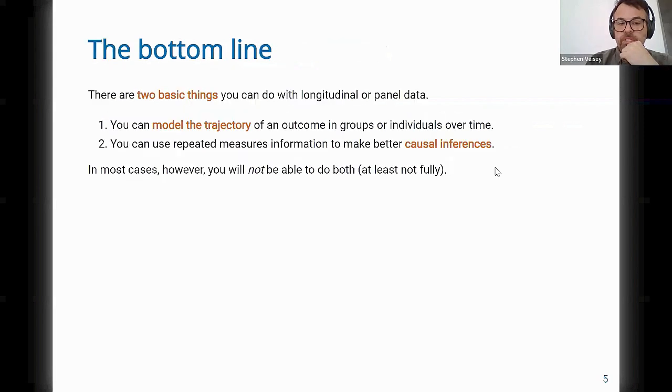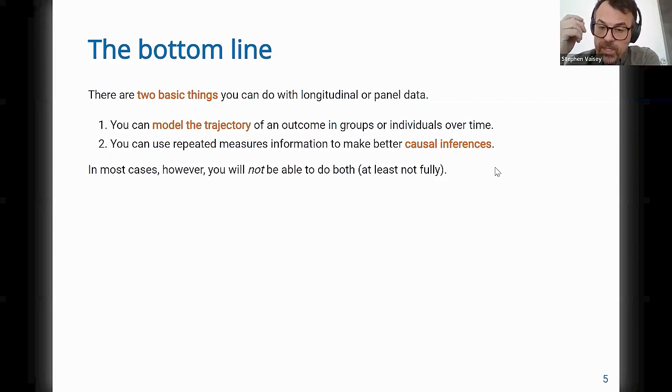Okay. So the bottom line is there are really 2 things you can do with longitudinal or panel data. The first is you can model the trajectory of an outcome in groups or individuals over time. So you can think to yourself, okay, how do the wages of people with and without college degrees diverge over time, for example? That's one of the examples we'll look at. Or how do symptom progressions differ between men and women with this particular disease. So we can use longitudinal data to model the trajectory of an outcome in groups or in individuals over time. That's one situation we're going to work on.